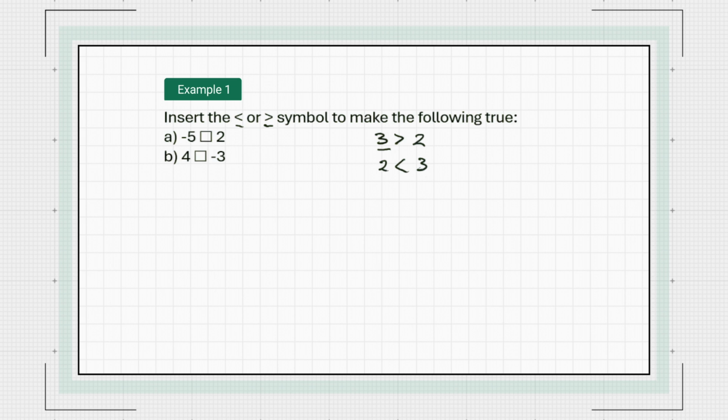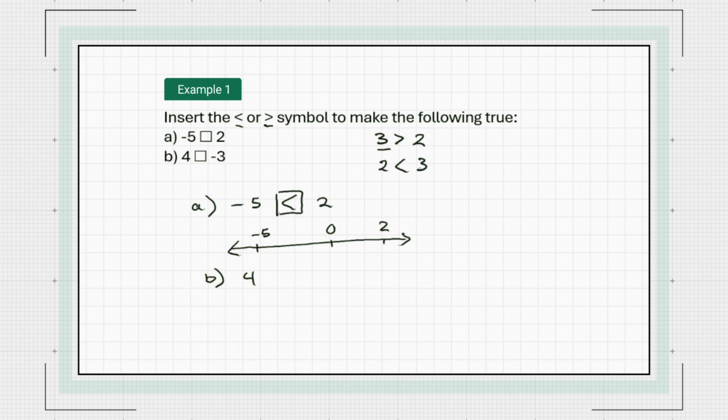Right, so let's try these questions. So we have -5 and we have 2, and we're asked, is -5 greater than or less than 2? If you draw a very quick, rough number line, you will see that -5 is very negative over here, and then we have 0, and then we have +2. So -5 is definitely less than 2. So we would write -5 is less than 2, with the larger number pointing towards the smaller one.